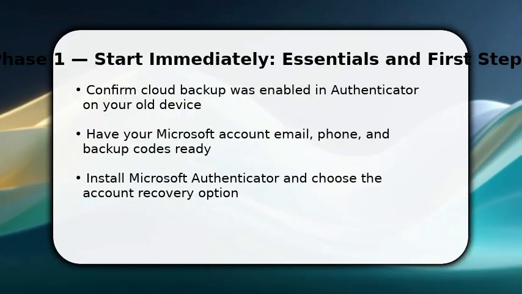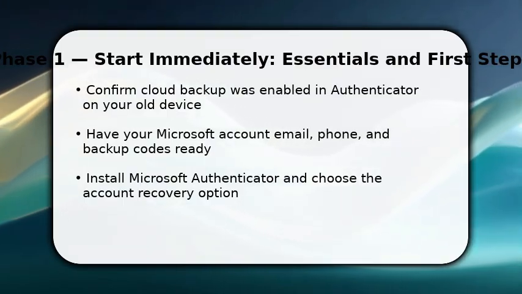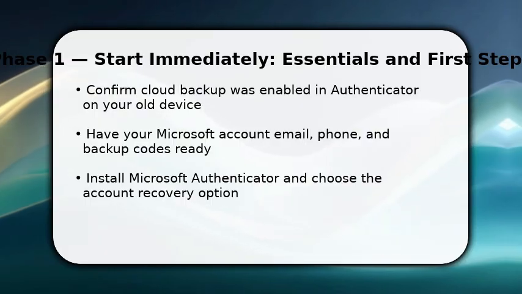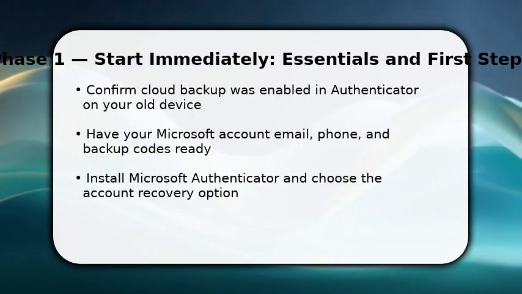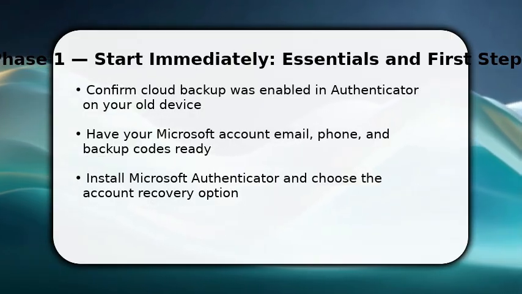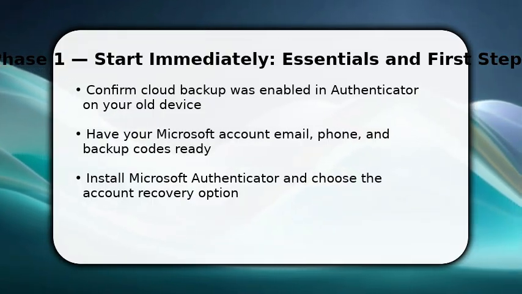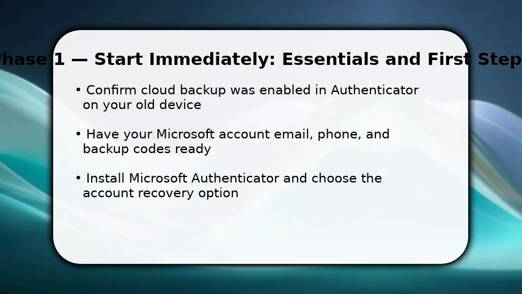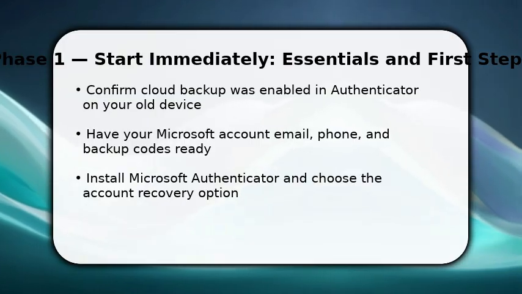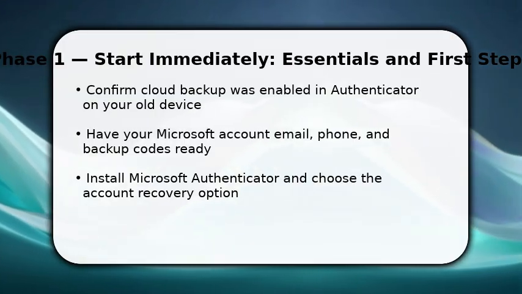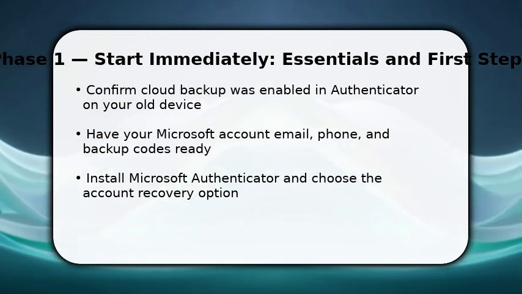You begin by confirming prerequisites. Make sure cloud backup was enabled on your old Authenticator, and you have access to the Microsoft account, email, or phone. Once done, install or open Microsoft Authenticator on the new device. Sign in with the same Microsoft account used for backup. This is critical because the app ties backups to that account. Then choose the option to restore from backup. Do it now so the app can locate the encrypted backup and prepare the recovery process.